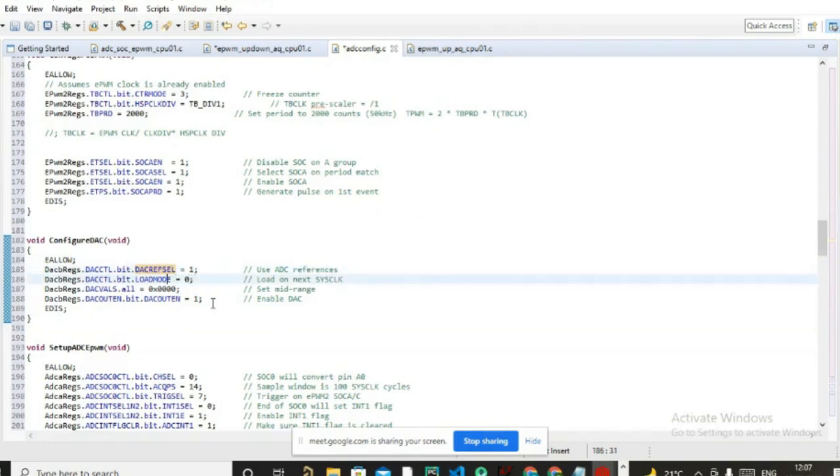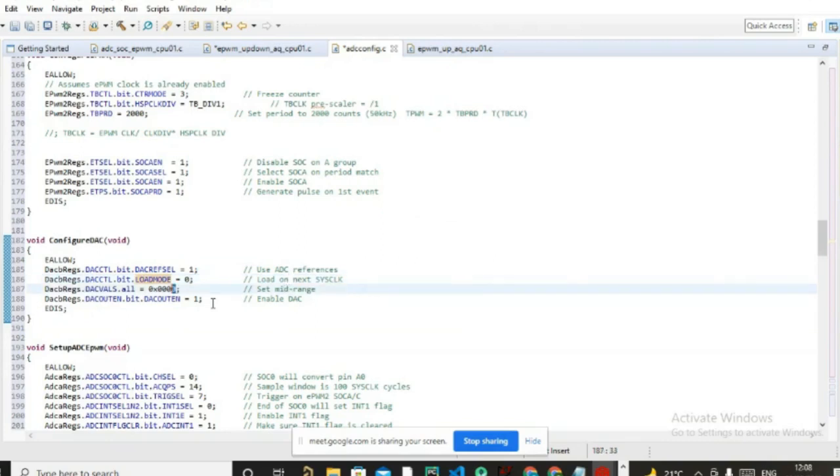Then load mode you have to select 0, like load on the next system clock cycle. You have to load a DAC with certain values so that you are seeing output on your oscilloscope. So when you're putting 0 into the load mode, you're actually loading it on the next clock cycle of your system clock, which is operating at 200 megahertz, so that your DAC will help you convert the result faster into analog and you can see it on the oscilloscope. Okay, this is for mid range.